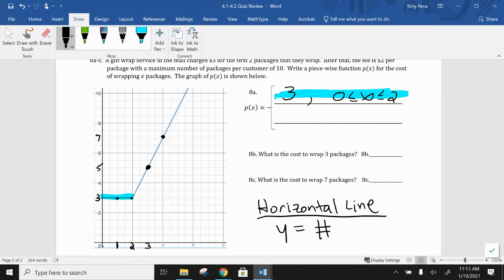The next line, now we need to go back to what we did in the previous page. We need to figure out what's our slope and what's the point. Since we don't have a y-intercept here, we're going to go ahead with the point slope version.